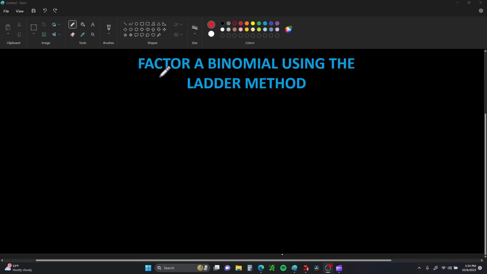Let's start by getting a definition of what factoring is. And factoring in the situation that we're doing is reversing the distributive property.